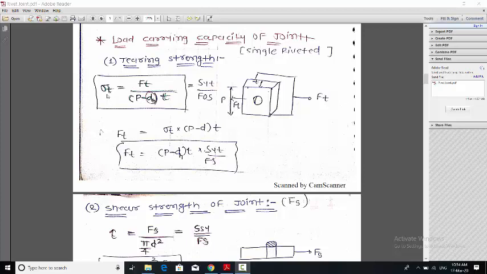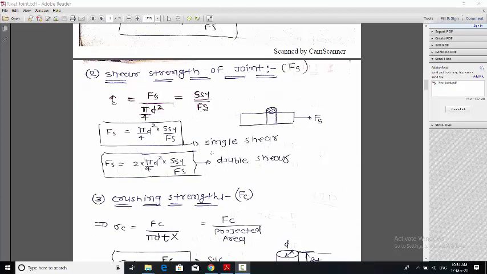Sigma T is given by the force applied divided by the area, that is (P minus D) into thickness T, the area of the plate that is tearing, is equal to SYT upon FOS. From this you can estimate your load carrying capacity in tension, that is (P minus D) into T into sigma T, where sigma T is equal to SYT upon FOS. Now the shear strength of the joint.